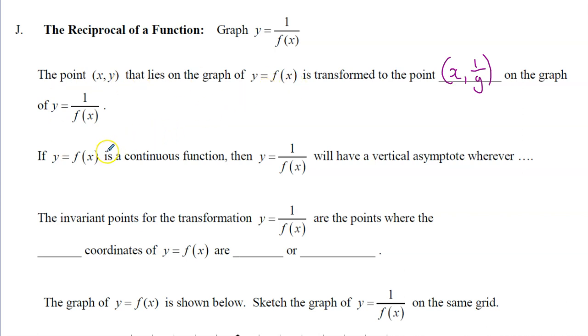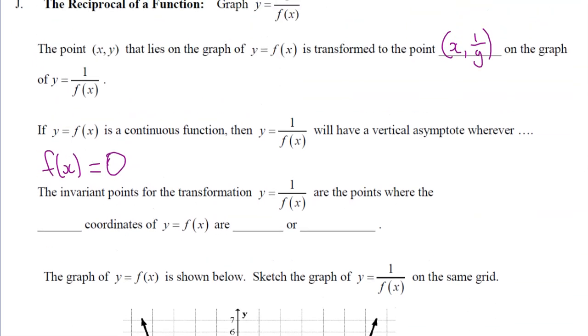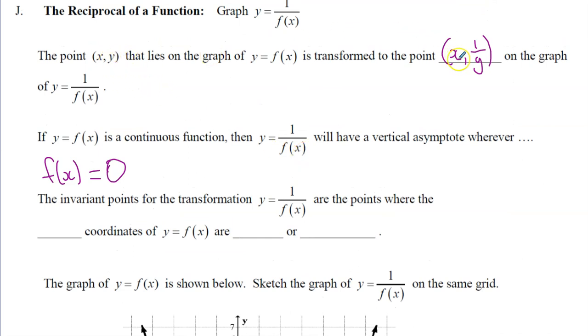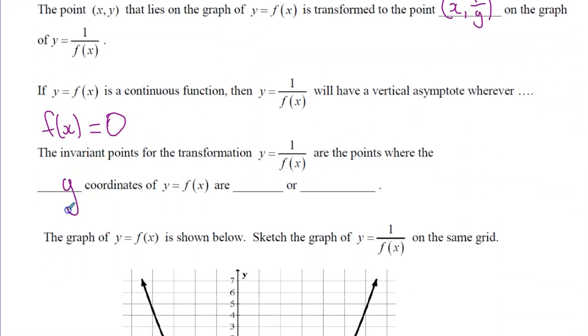If y equals f of x is a continuous function, in other words, you could draw it without lifting your pen, then y equals 1 over f of x has a vertical asymptote whenever f of x is equal to 0, because you're going to end up with 1 over 0 here. The invariant points, so invariant are the points that do not vary, that are the same. So when will the y values be the same? When is y equal to 1 over y? Well, that's going to happen at the points where the y coordinates are either 1 or negative 1, right? So if you've got y as 1, this will become 1 over 1. And if you've got y as negative 1, this will become 1 over negative 1. And so those points will be the same on both graphs.